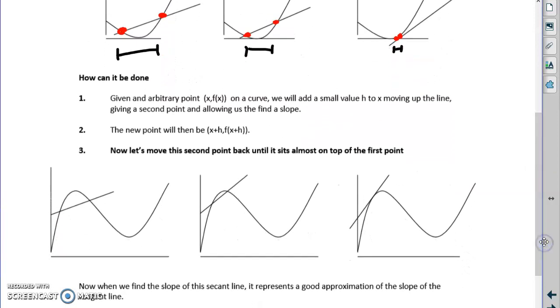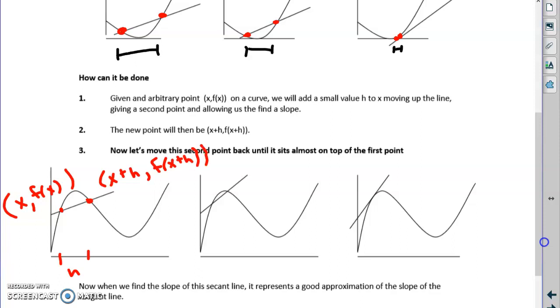Well, here's how, okay? We're going to take an arbitrary point xy. But instead of calling it xy, I'm going to call it x, f of x. Same thing. If you want to, call it xy, okay? Then we're going to add a small value, and we're going to call that value that we add h. So in other words, that distance that we add right there is h. So what's this point? This point would be x plus that h, y, which is f of x plus that h.